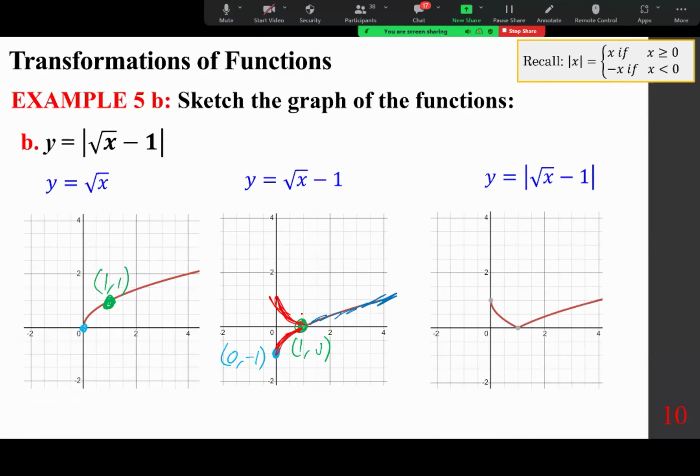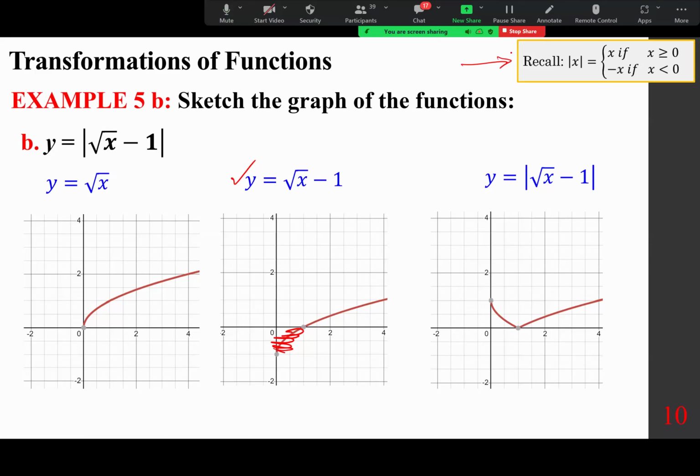So completely ignore it, graph this one. Then the portion that is below the x-axis, you have to change it. You have to flip it over. And that's by the definition really of absolute value of x or absolute value of f of x. Got you. Okay, thank you. My pleasure. Excellent.